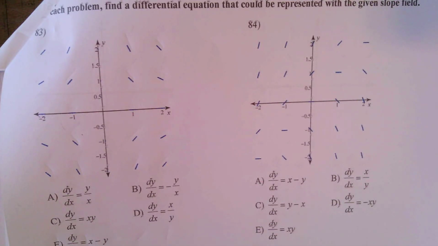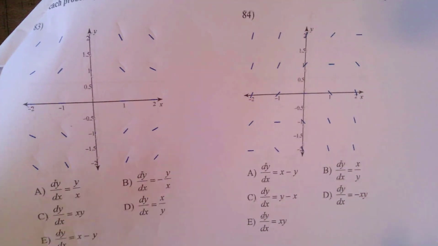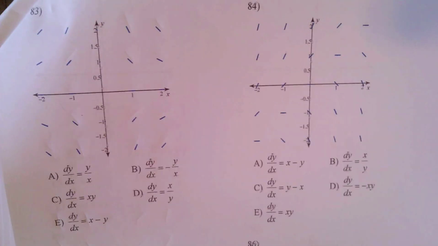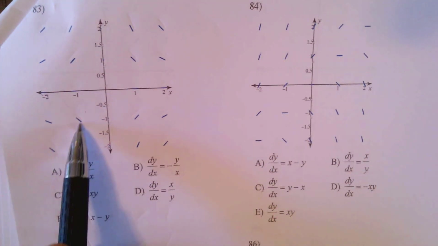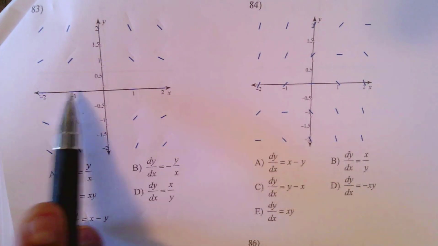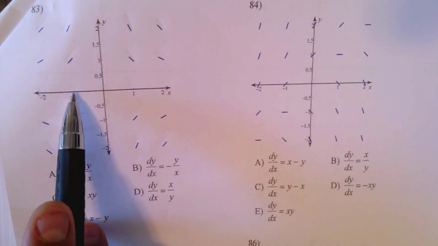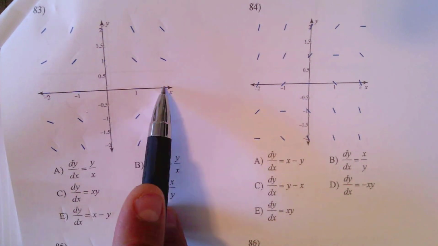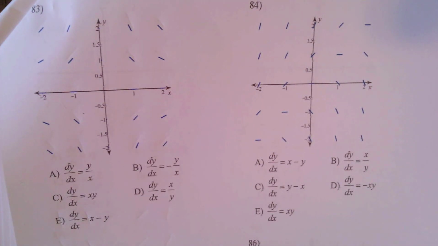Okay, starting with number 83. Here you're given the slope field, and you have to pick the differential equation that it represents. It's easier if you're looking at the PDF, which has the little slopes here in blue. If you look on the x-axis here, you should be able to see little blue marks here, here, here, and here. That tells us that when y is 0, this whole thing is going to be 0. Okay, we want to keep that in mind.